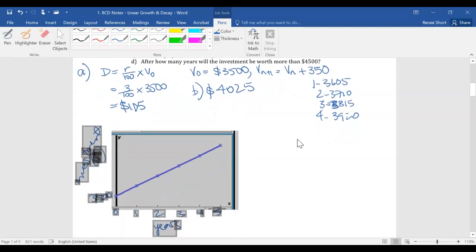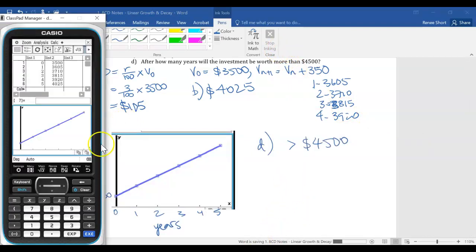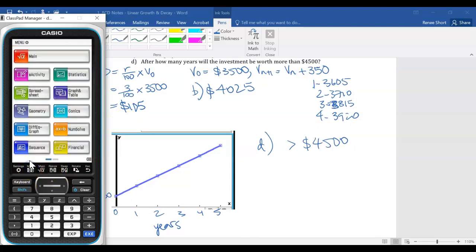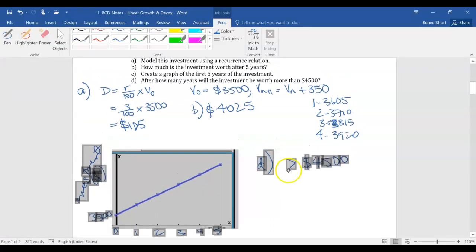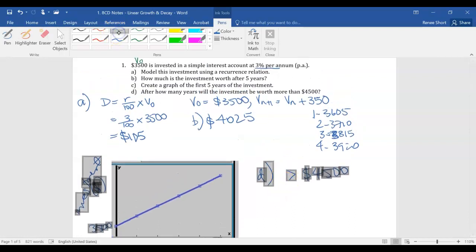D wants to know, after how many years will the investment be worth more than $4,500? So if it wants to know when it'll be more than 4,500, if I go back to that main menu, remember at the moment we're at year 5. So because this one's happening quite quickly, I could just keep counting. Year 6, year 7, year 8, year 9, year 10 is when it's now gone over. So it's taking 10 years for the investment to be worth more.